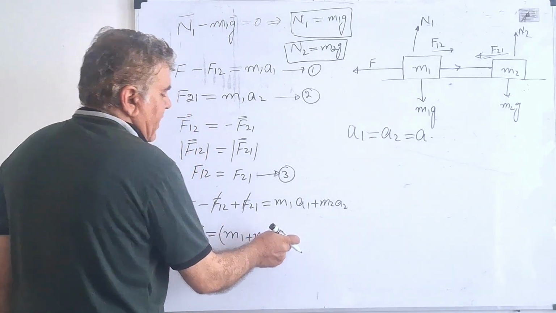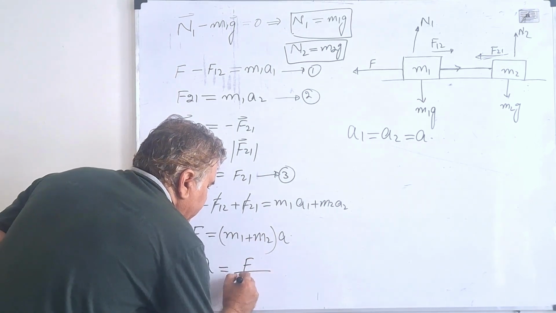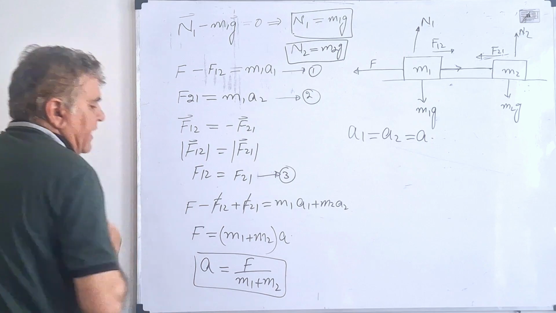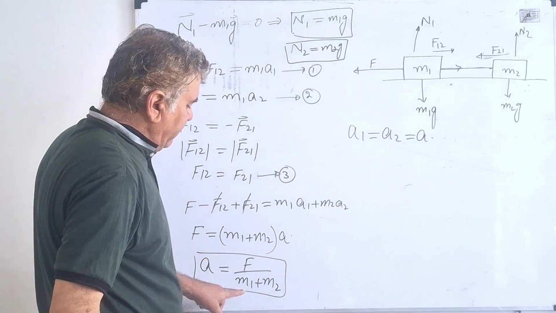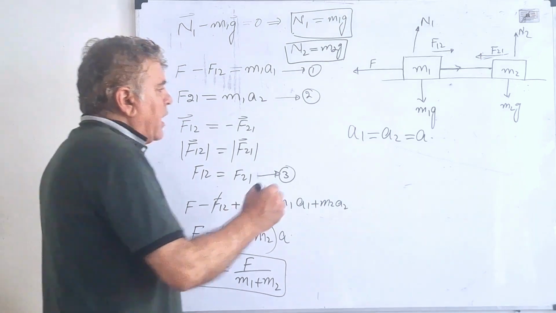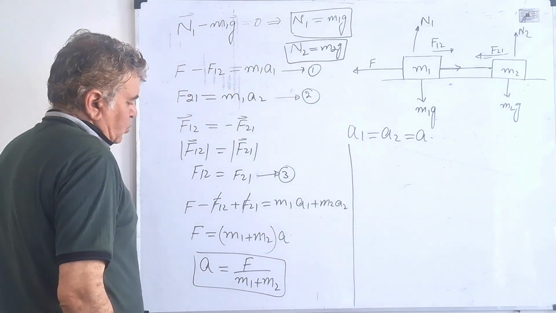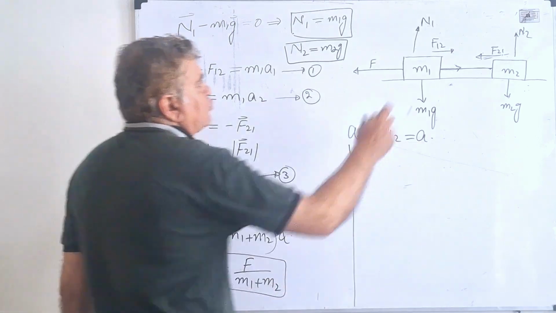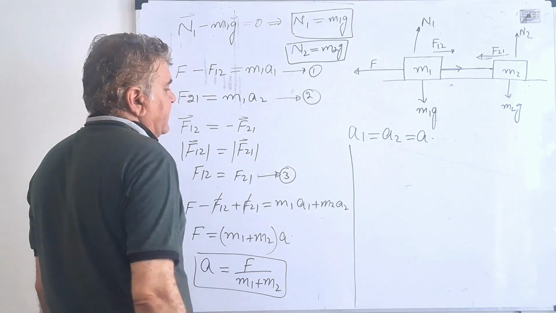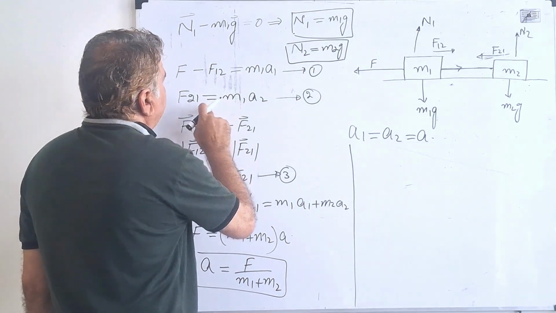This allows me to find the acceleration of the compound system. A equals F divided by (M1 plus M2). So this equation gives the acceleration of the system. We know about F, we know about masses, therefore we can find the acceleration of the system. Now, I want to find F21 in terms of F and the two masses, and that I can do by dividing equation 1 with equation 2.